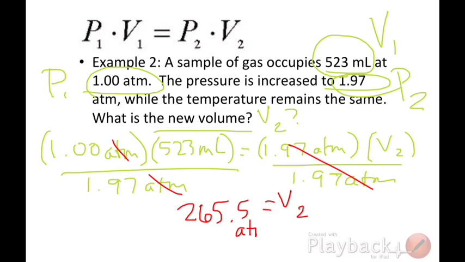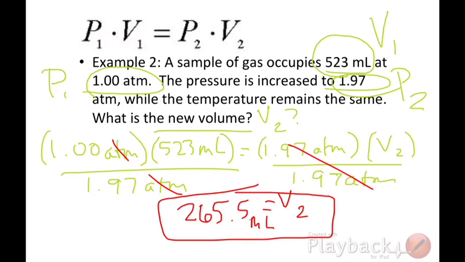Oh, that's the wrong units. Hold on. Volume. Milliliters. There we go. 265.5 milliliters. And yeah, that's about half of 523. Great. So that is our answer.